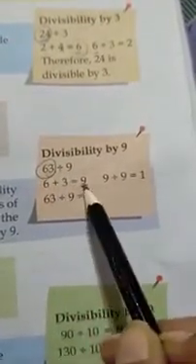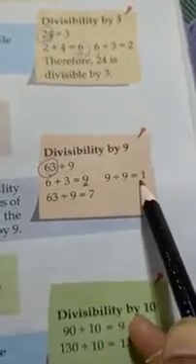Yes, see here, 63 divided by 9. We will add the digits. 6 plus 3, 9 is there. Now 9 is divisible by 9. Yes, so 63 is also divisible by 9. See one more example relating to this.